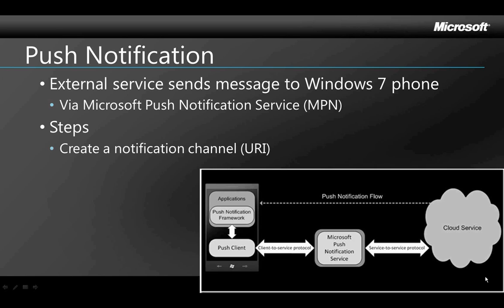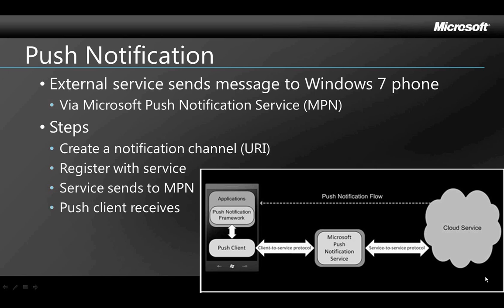To do this, an app sets up a notification channel that's represented by a URI and registers with the service. Then when a cloud service needs to send a push notification to a device, it sends a notification request to the Microsoft Push Notification Service, MPN. The MPN then routes the notification to the push client on the phone on behalf of the cloud service.